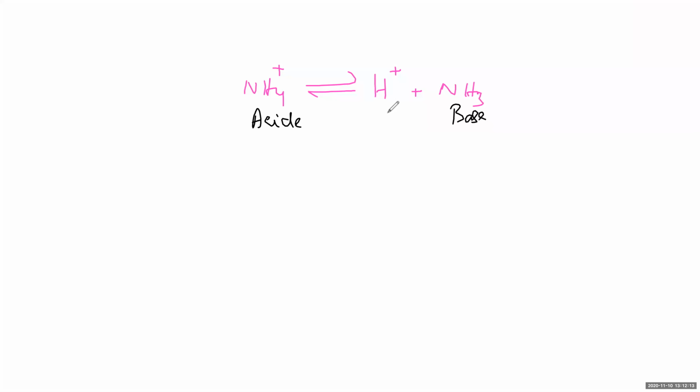Here we have a pair of acid and base, NH4+ ammonium ion and NH3 ammonia, and it constitutes a conjugate pair because the difference between these two is only a proton. So the conjugate base of NH4+ is NH3. The conjugate acid of NH3 is NH4+. We can take one more example.